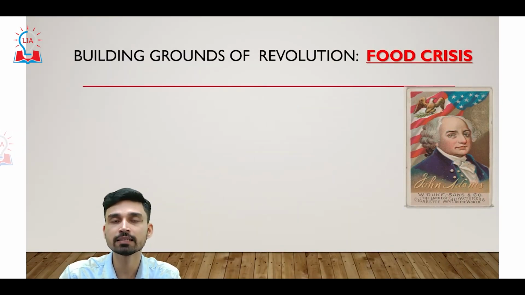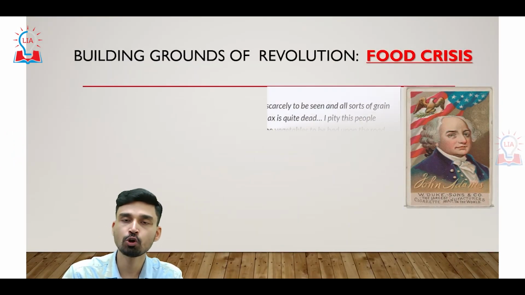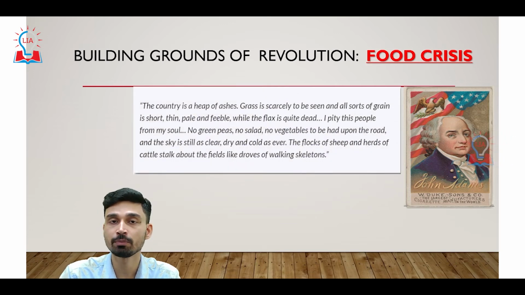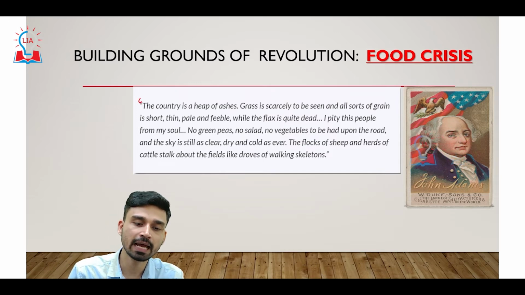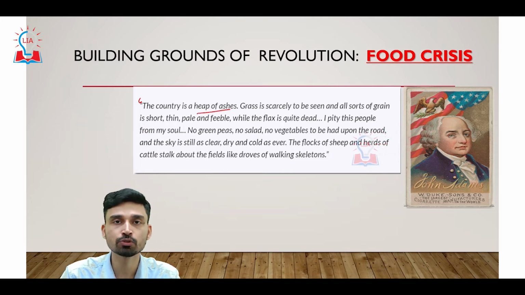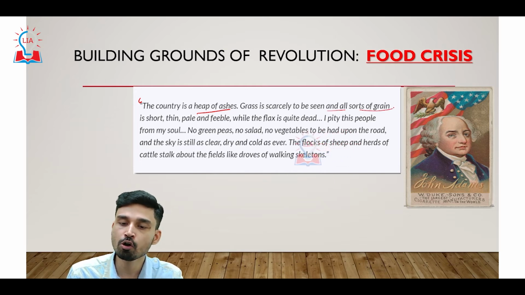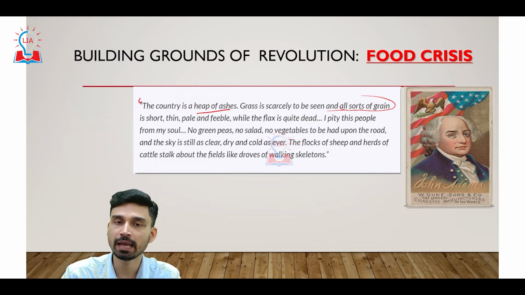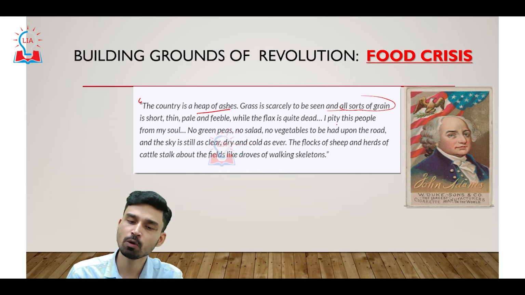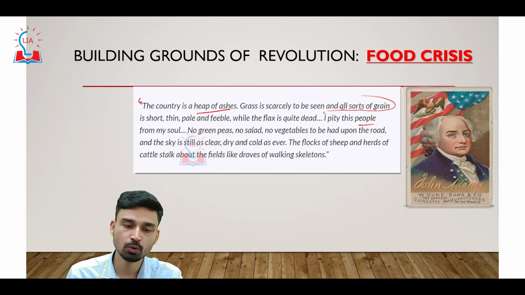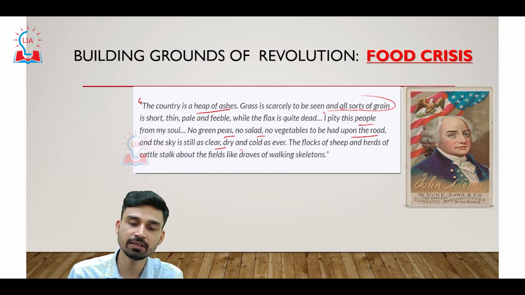It is in this context that we can understand how bad the situation was, that when John Adams, one of the founding fathers of the United States of America, visited France during this time, he made a very stellar observation. He said that as far as the country is concerned, it is nothing but a heap of ashes. The grass, on which the cattle mostly depend, was scarcely to be seen, and all sorts of grain were short, thin, pale, and feeble, while the flax is quite dead. This is a direct result of the bad and inclement weather. And thus he observed: I pity these people from my soul. No green peas, no salad, no vegetables to be had upon the road, and the sky is still as clear, dry, and cold as ever.